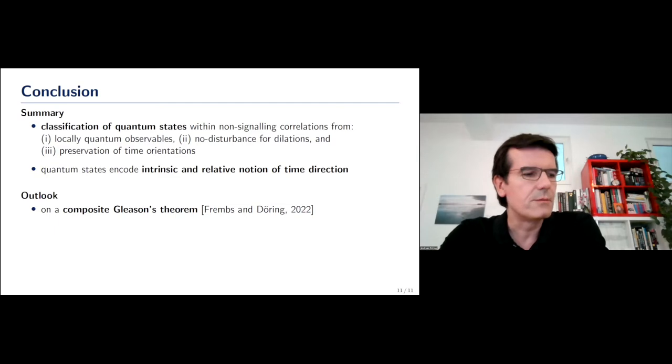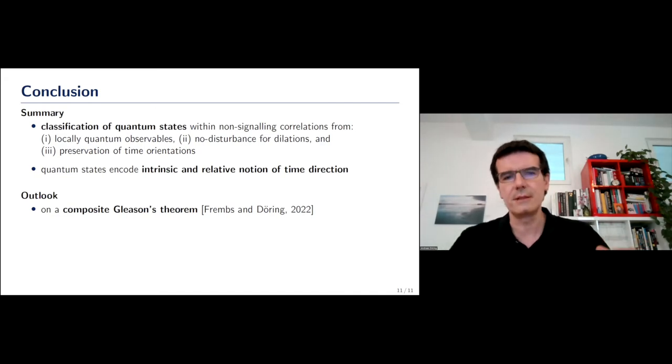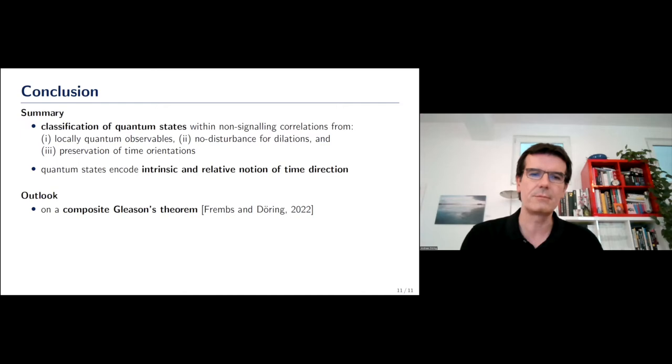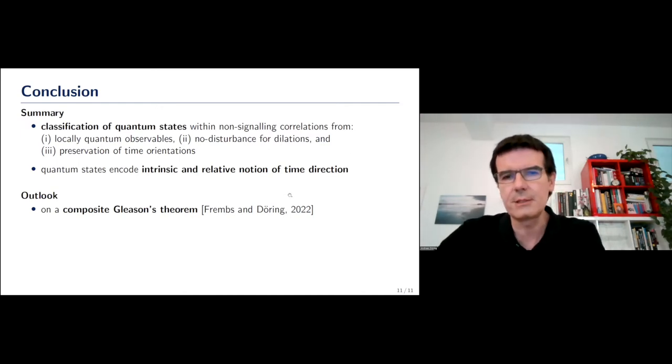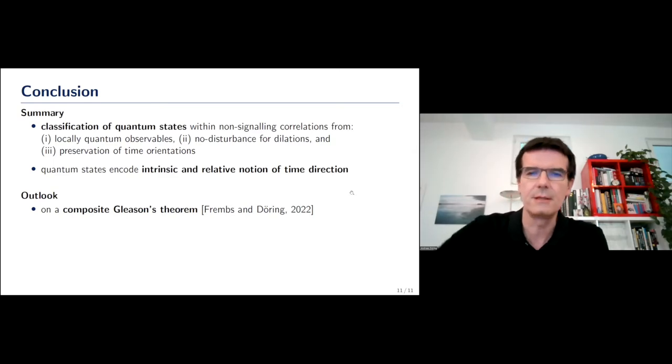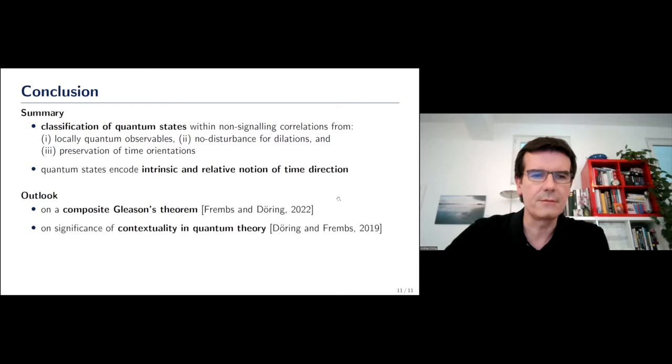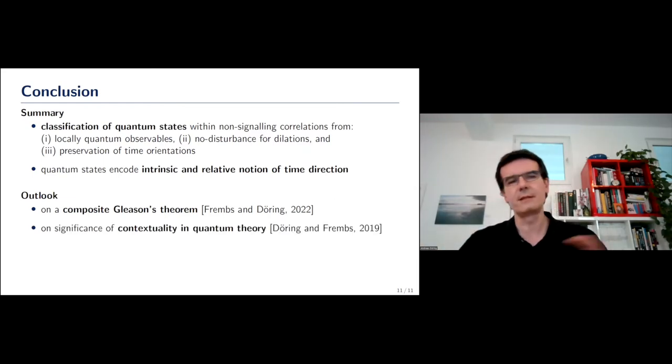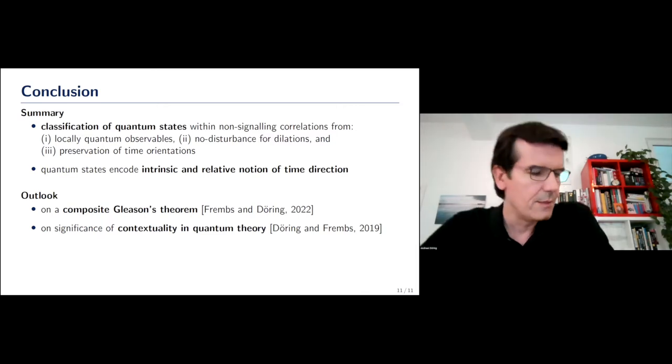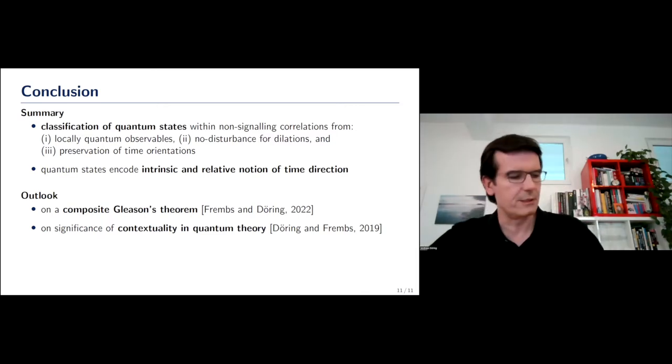Okay, so a very brief outlook. You can consider these things also as generalizing Gleason's theorem to composite systems. There were some partial results known, but positivity was exactly what was missing. And you can go beyond the finite-dimensional case. So this can actually be done on the level of von Neumann algebras. This is also in a recent paper on the arXiv. It also fits in this discussion on what contextuality actually means and how much is encoded by contextuality in quantum theory.